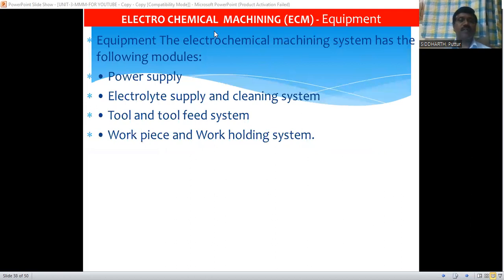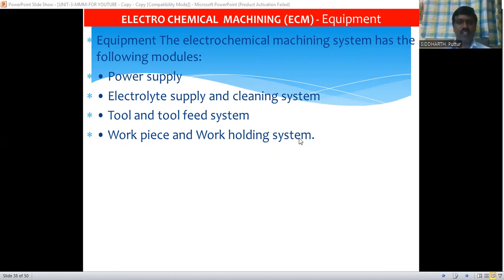Number one is the power supply system, and then the electrolyte supply and cleaning system, tool and tool feed system, workpiece and work holding system. The first one is the power supply system. The second one is the electrolyte supply and cleaning system. The third one is the tool and tool feed system. And the fourth one is the workpiece and work holding system.